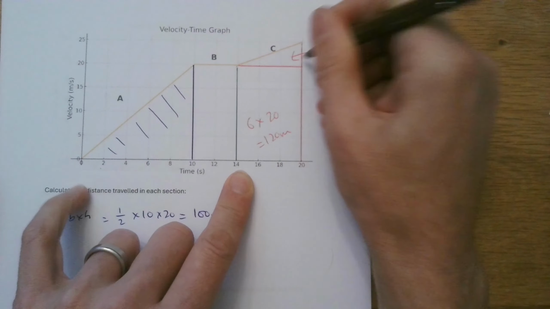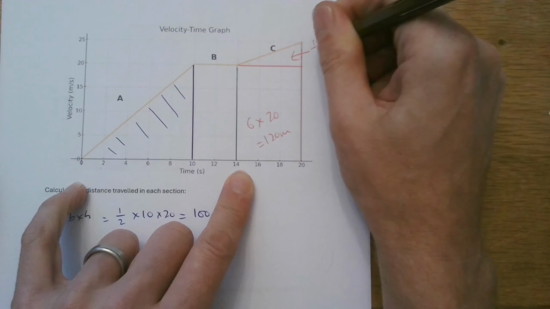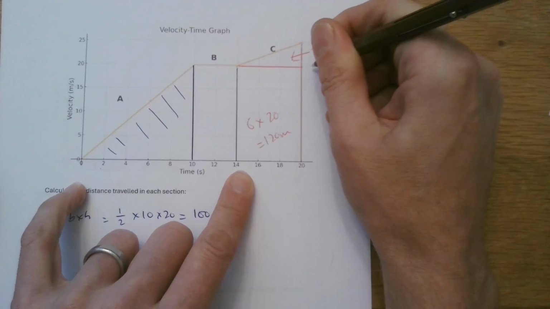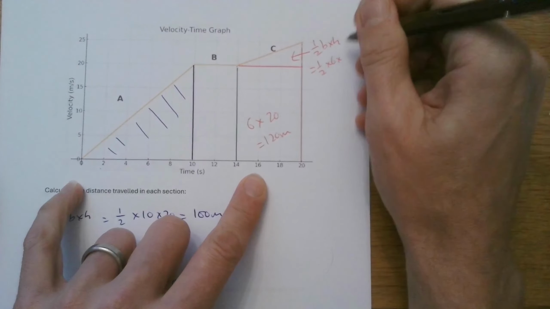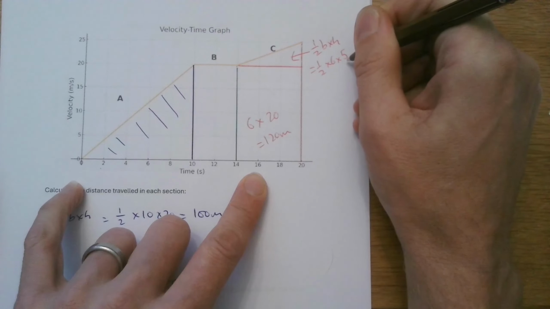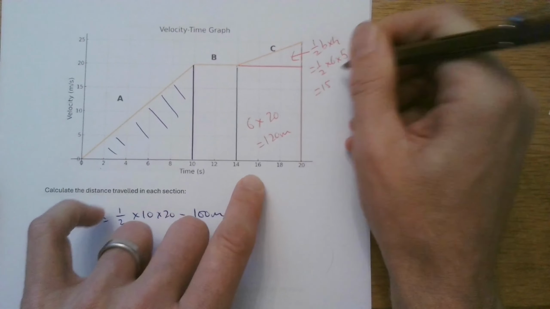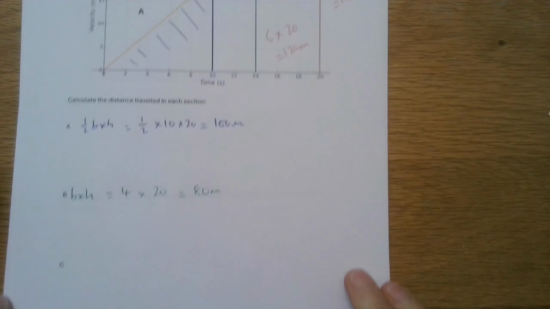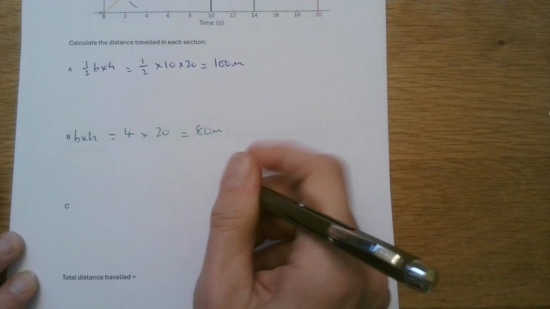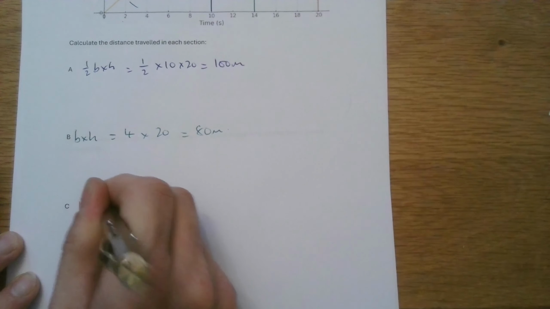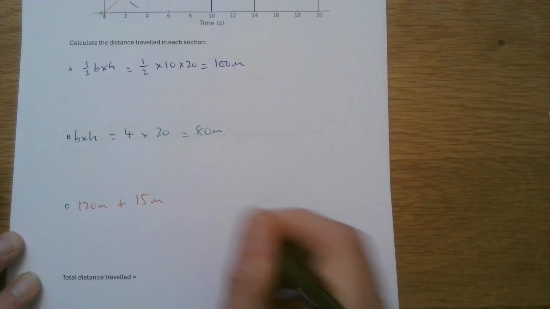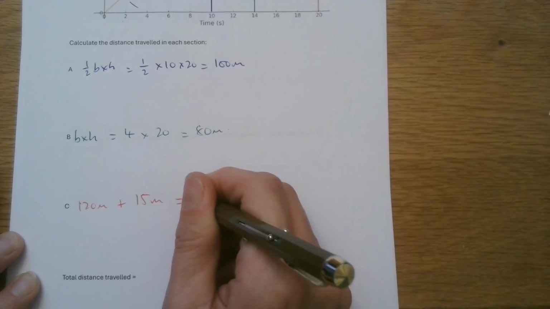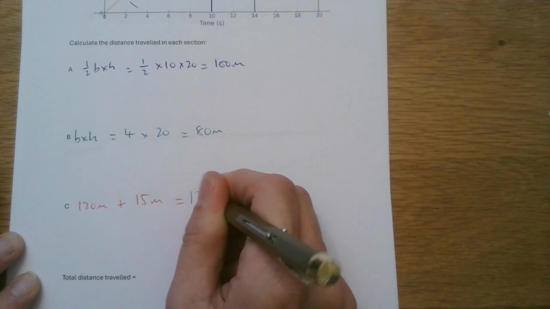And then this section here, our triangle, again, it's a half base times height. So that would be a half times 6 times 5. So 6 5s are 30, times a half is 15. So what we know is that region C is our 120 meters from the rectangular bit plus the 15 meters from the triangular bit. So total distance for region C will be 135 meters.